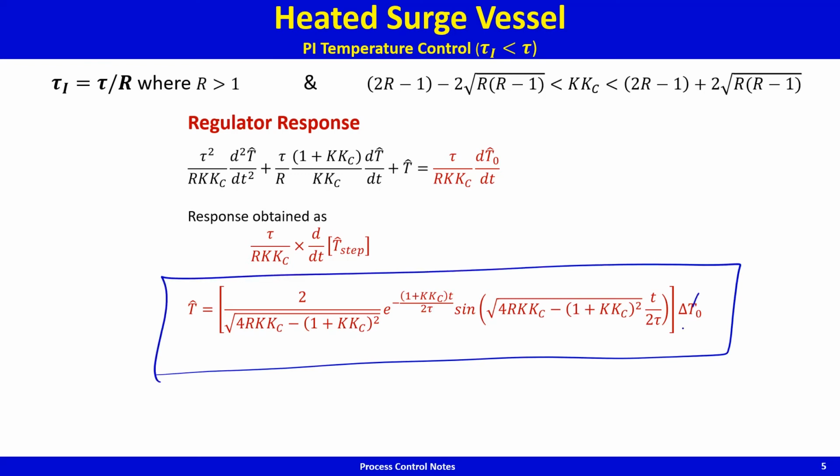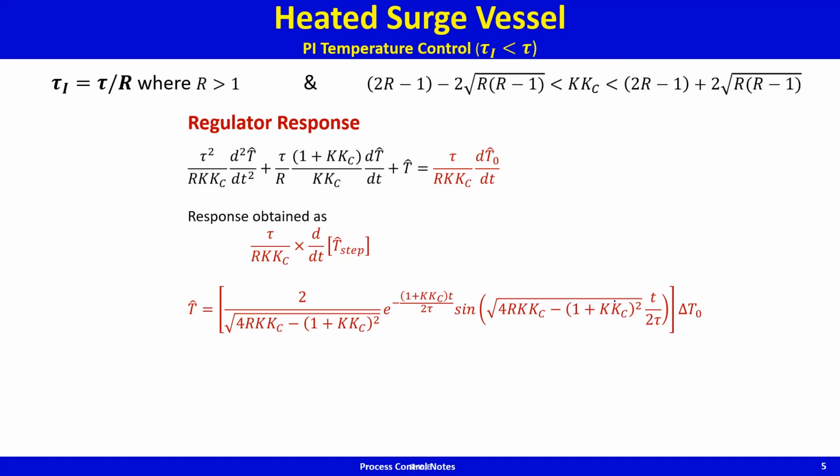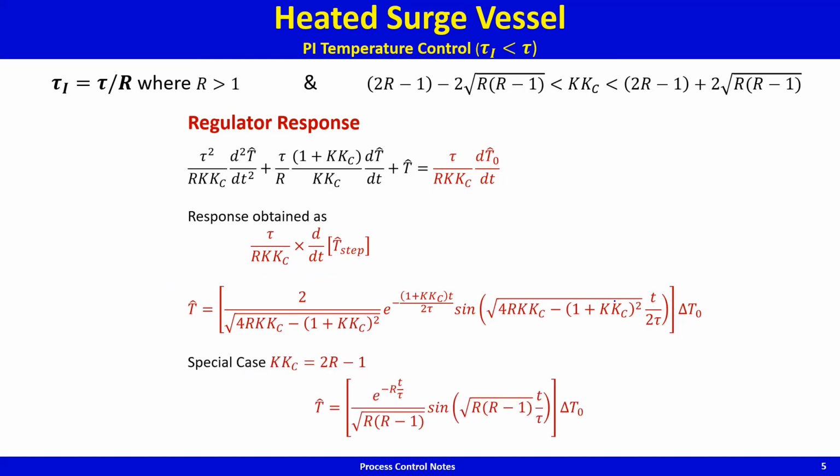If the unit step was 1, the response would have been this, but if the step size is delta T naught, then the response gets multiplied by delta T naught. Okay, so this is the regulator response. And for the special case where kkc, if you look at this, the middle value is 2r minus 1. You have 2r minus 1 and you take plus and minus. So this guy is this guy and this guy is this guy.